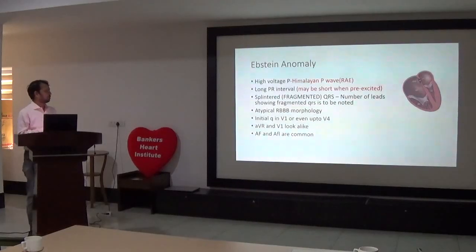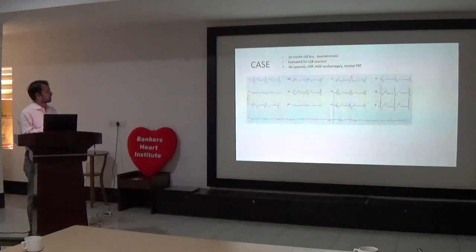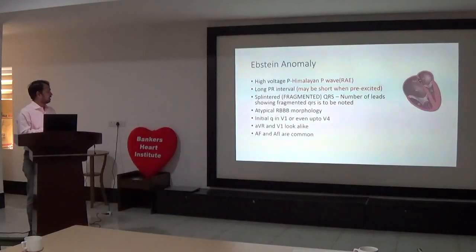There is a typical RBBB morphology. Initial Q waves in V1 and even up to V4 can be observed. Lead aVR looks like V1. Here we can see a notched complex in lead aVR which somewhat looks like V1. And atrial fibrillation and atrial flutter are common in Ebstein's anomaly.